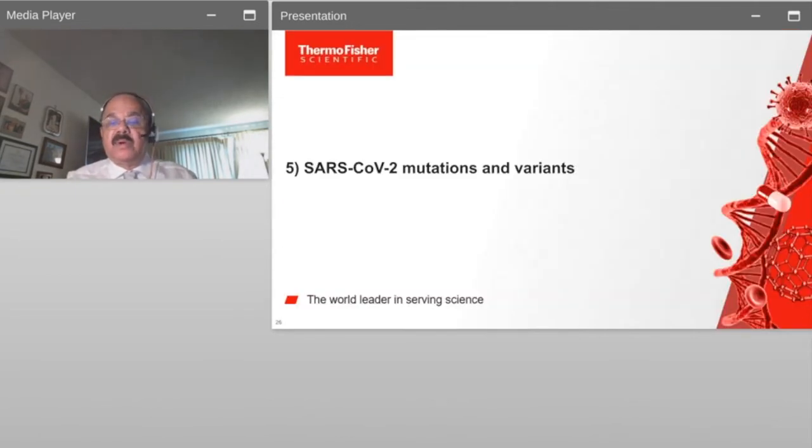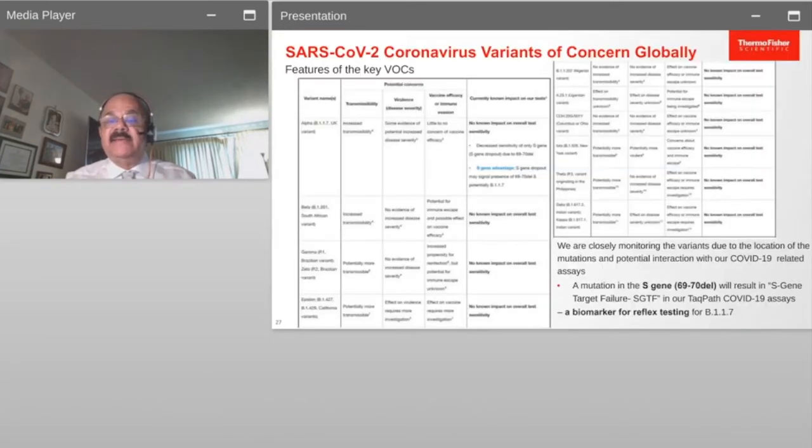A little bit more about these variants. As you'll see, the WHO and CDC and Public Health England have lists where they classify these variants as variants of concern. And I'm not going to read through this, but it's on public websites where they have several variants that are cropping up now.